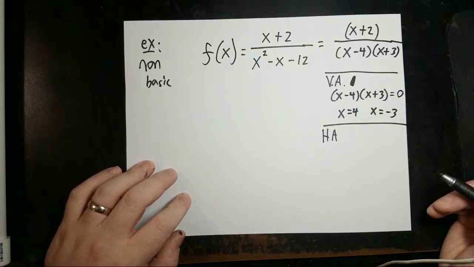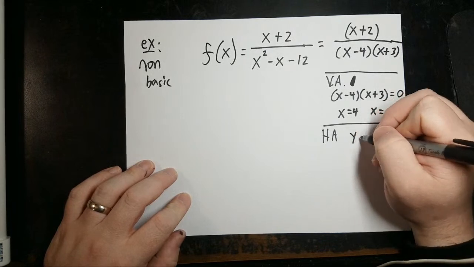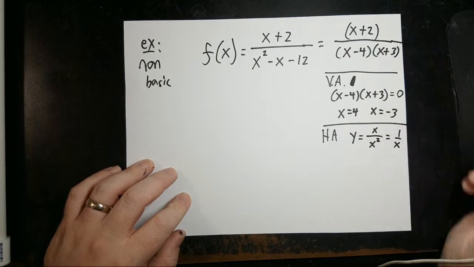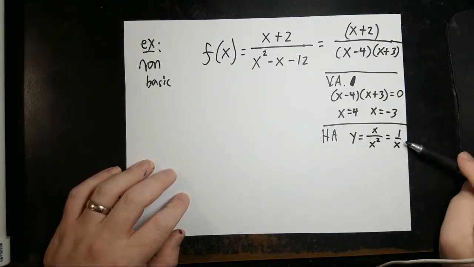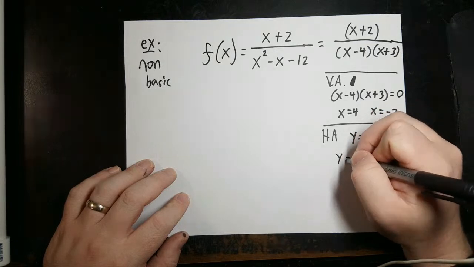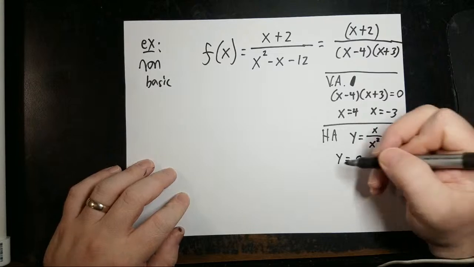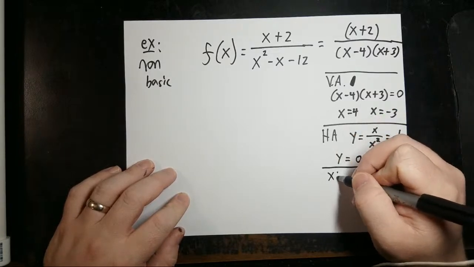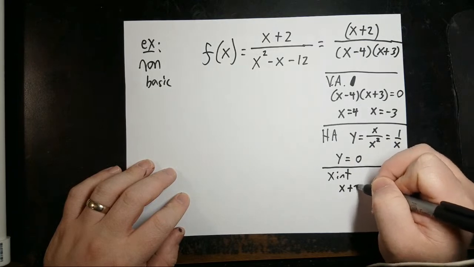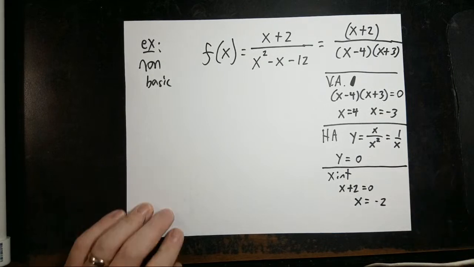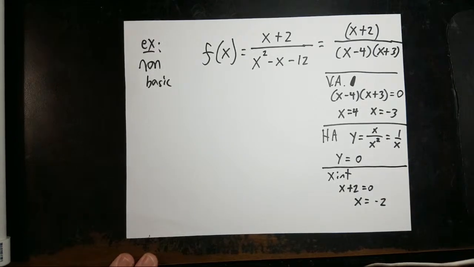Horizontal asymptote. You take the leading terms and divide them and simplify. Now, this is our basic rational function, which has a horizontal asymptote at y equals 0. You could do your x-intercepts, set the numerator equal to 0, and solve. You get negative 2.